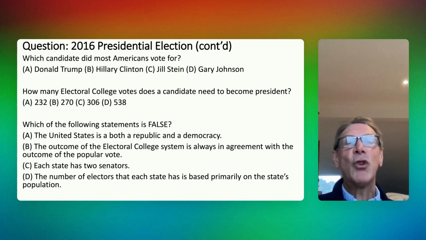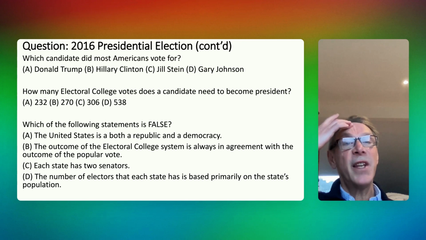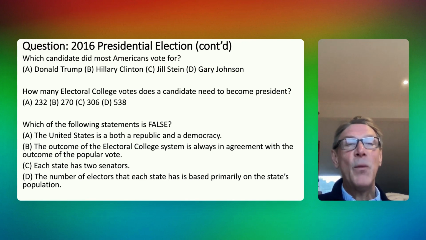How many electoral college votes does a candidate need to become president? A, 232, B, 270, C, 306, or D, 538? Well, we went through this before. The answer is 270, B.